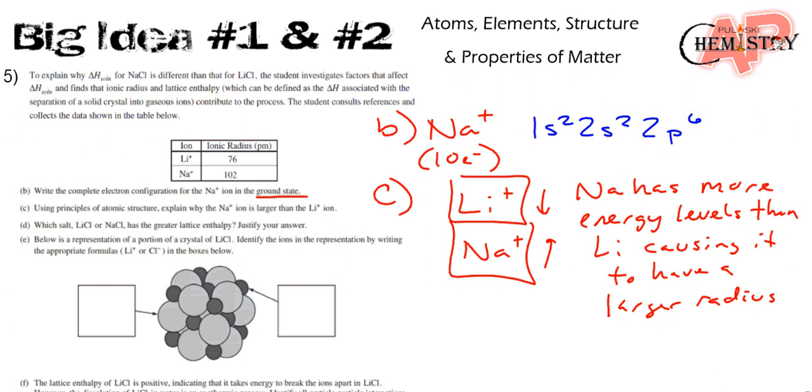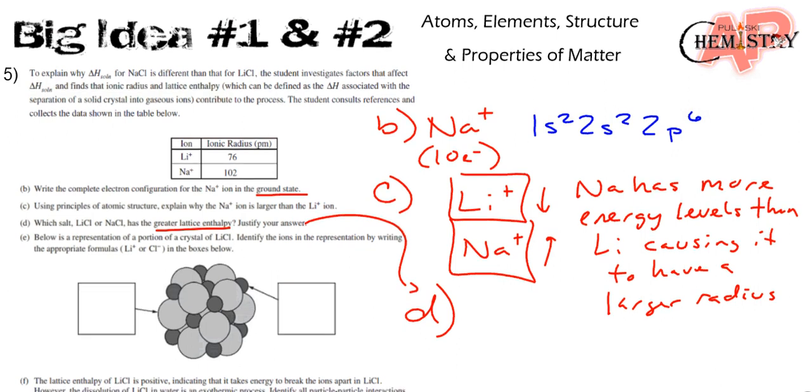D. Which salt, LiCl or NaCl, has a greater lattice energy? Justify your answer. This is a great question to bring back up. Lattice energy is, they explained it up here, but let me just say it again. It's the strength that a salt has and how much energy it takes to break those ions apart after they're in this strong 3D structure. So, if you remember or not, it's a thing called Coulomb's law. And it's based on two ideas.